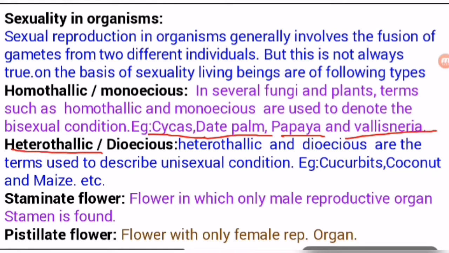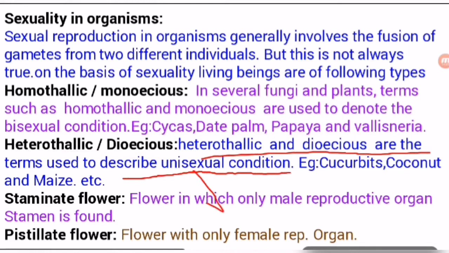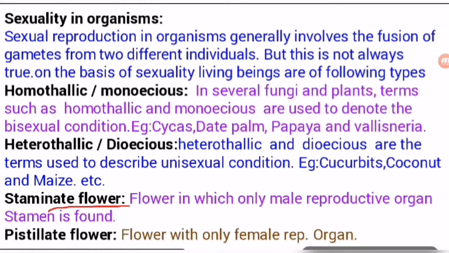Heterothallic, hetero means different, or dioecious, means two individuals are required for the formation of two gametes. Heterothallic and dioecious are the terms used to describe the unisexual condition. Unisexual condition means a single sex is present in a single body, or in different bodies. That is why it is unisexual. Examples: cucurbits, coconut and maize. So these are examples of dioecious plants. It is very important, you should remember it, and these questions were often asked in your exams. Staminate flower is another term. It is used only for flowers, not plants.